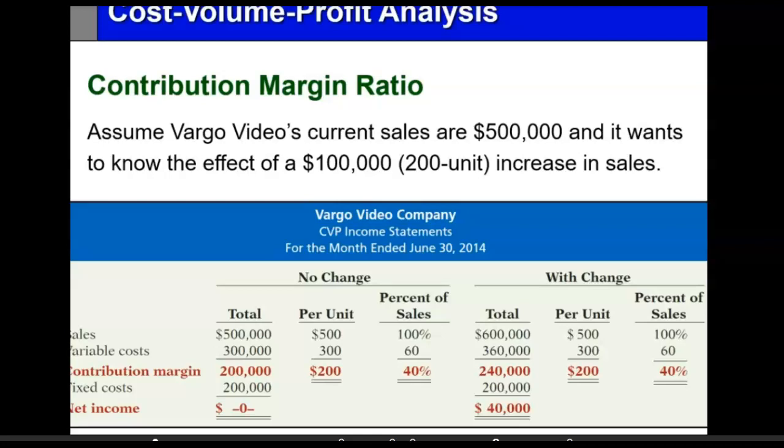Now I'm beyond break even. So I would know that because the contribution margin ratio is 40%. So 40% of any sales beyond break even would always give me 40% of that. So the sales of 100,000, 40% of that is 40,000.